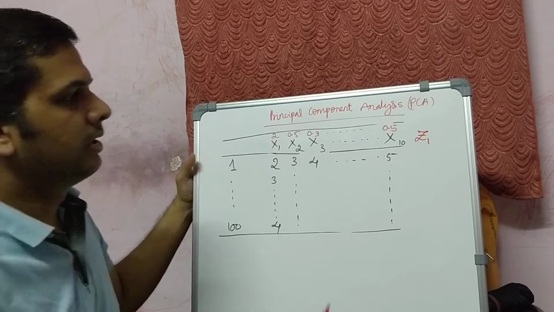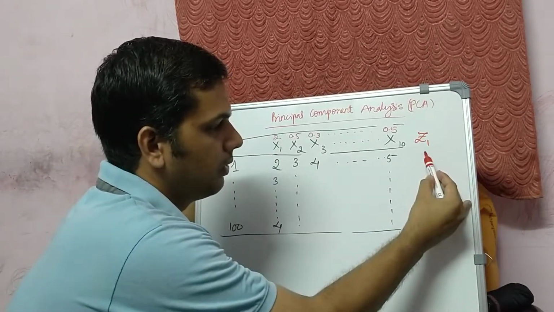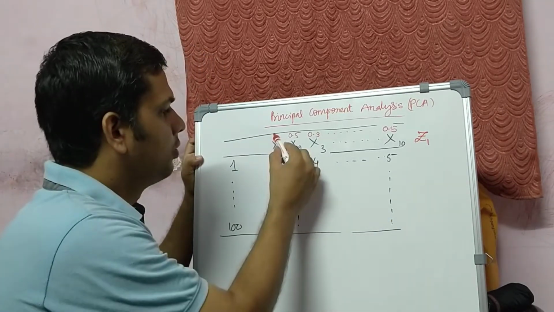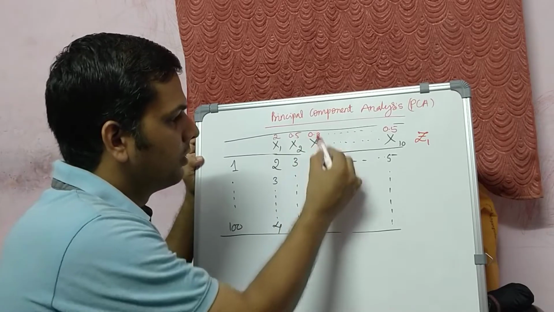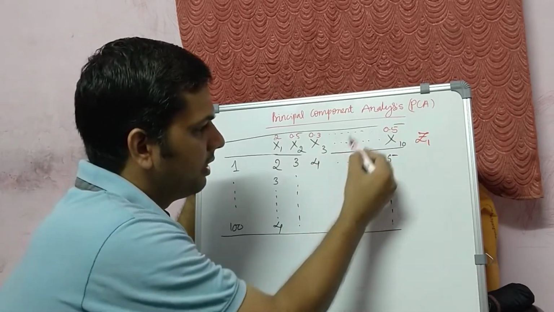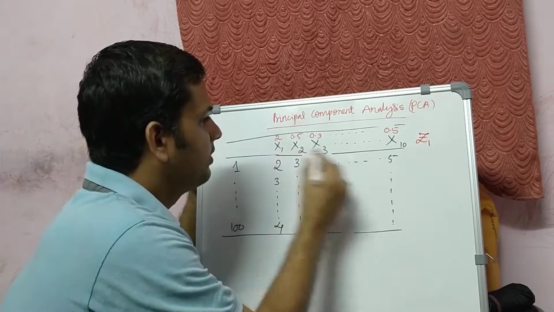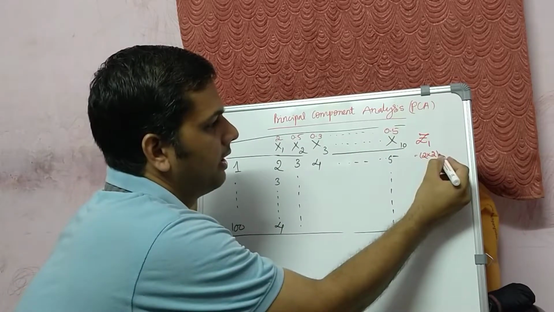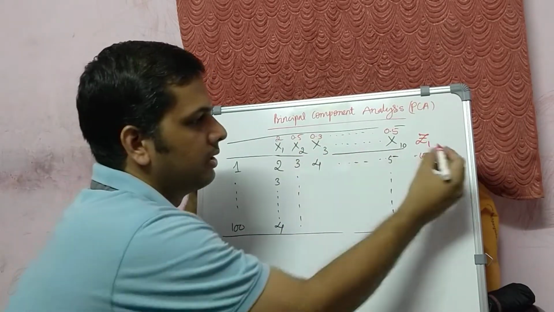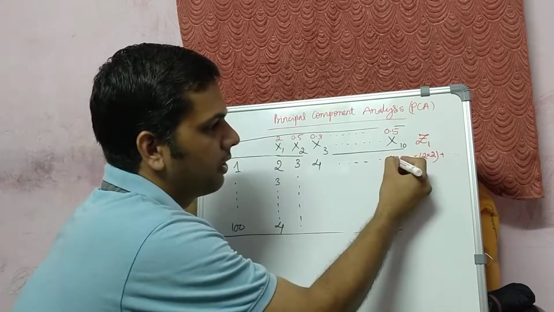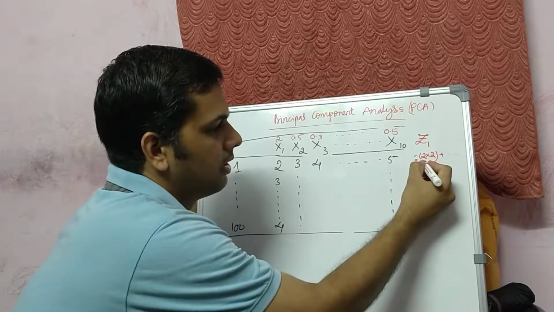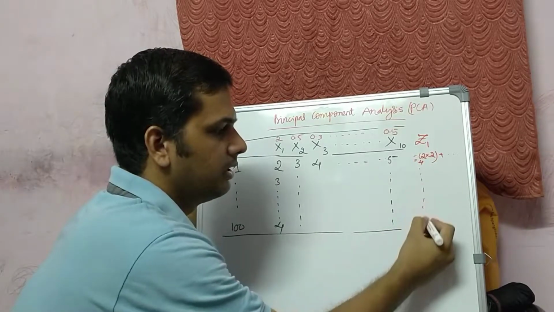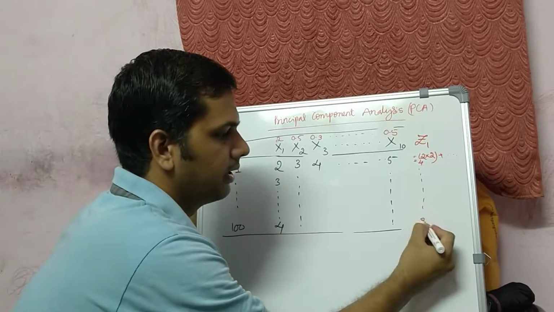So how do we arrive at the value for the first observation? For the first principal component, it is 2 into 2, 4. This is 1.5. This is 1.2. Similarly for all, it is equal to 2 into 2, plus 0.5 into 3, similarly till 0.5 into 5. So let's say this value is 4. Similarly for all 100 observations we are finding out the value. Let's say this is 8.